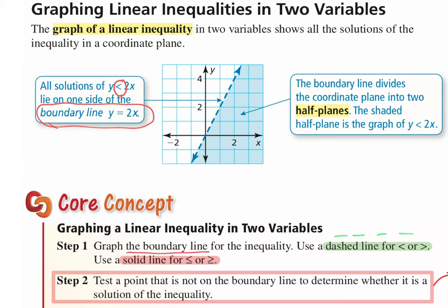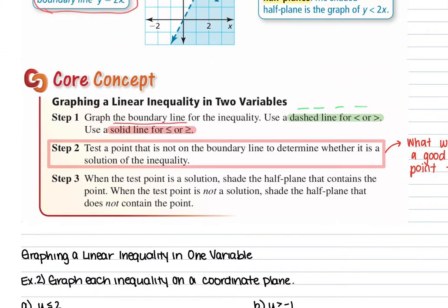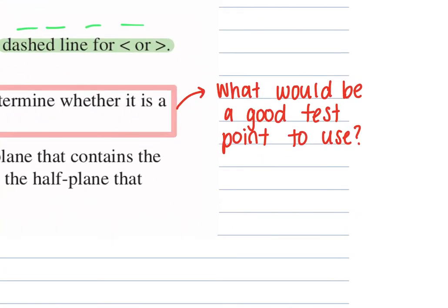Now, step number 2 is going to help us figure out which side of the graph we shade, okay? So we all know how to graph y equals 2x, right? We start at 0 and we go up 2, right 1, up 2, right 1. So that's why this line is here, okay? Now, step number 2 is test a point that is not on the boundary line to determine whether it's a solution of the inequality, okay? We are always going to test 0, 0, okay? Because 0 is easy to plug in for x, 0 is easy to plug in for y, okay? The only time you can't use 0, 0 is when your boundary line goes through 0, 0. Then you should pick a different point, okay?